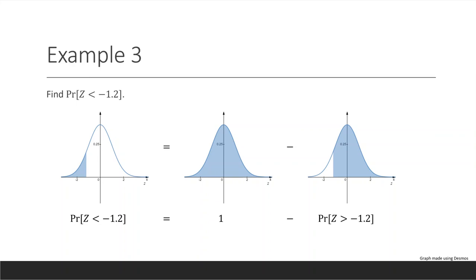And we know what the probability that z is greater than minus 1.2 is because we computed that in the previous slide. That's 0.8849, and so our answer is 1 minus 0.8849, which is 0.1151.